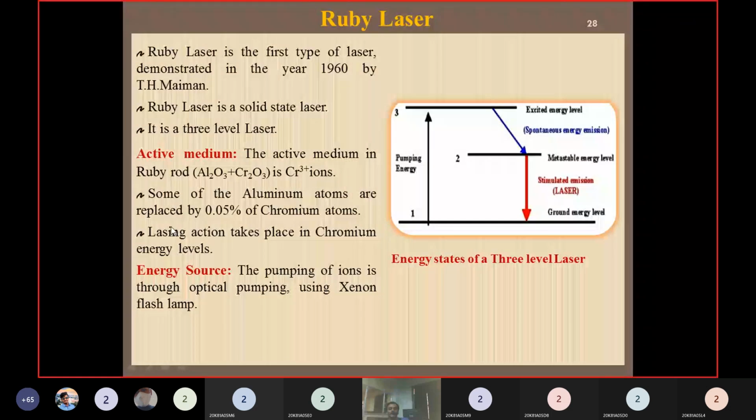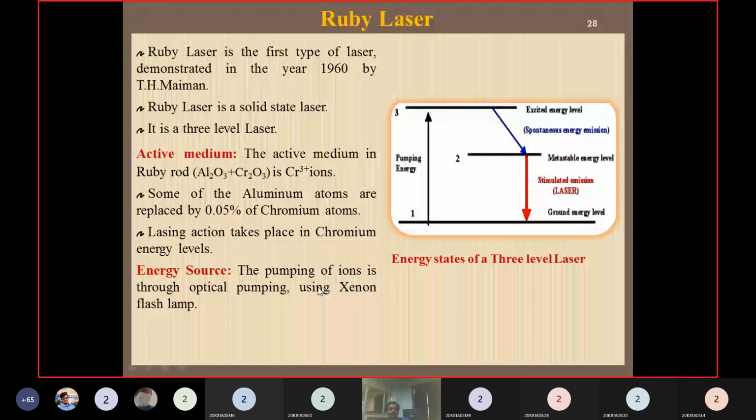Okay, and energy source. The energy source here is a xenon flash lamp, because this pumping is optical pumping. So for optical pumping, we have to supply an optical source. By using a xenon flash lamp, we will supply the optical source to the ruby rod. Okay, so this is about the introduction.